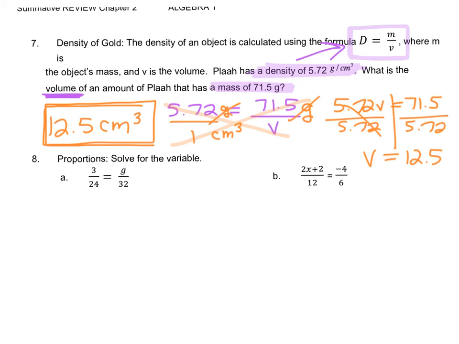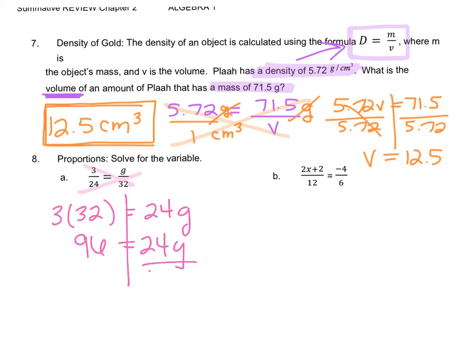And finally, we have a couple proportions to solve. That's kind of like what we did in number 7. So remember, we cross multiply. First one, I'm going to have 3 times 32 equals 24G. 3 times 32 is 96 equals 24G. Divide by 24 on both sides. G equals 4. Have my answer.